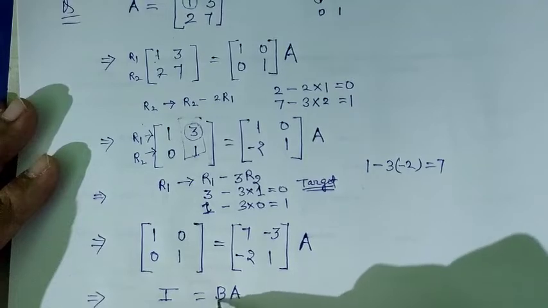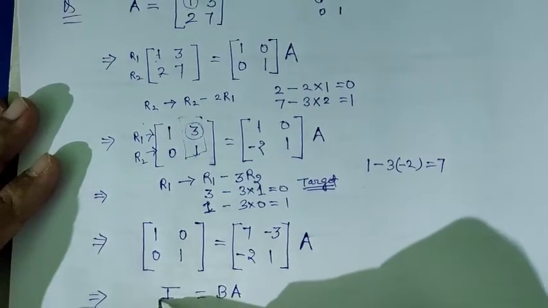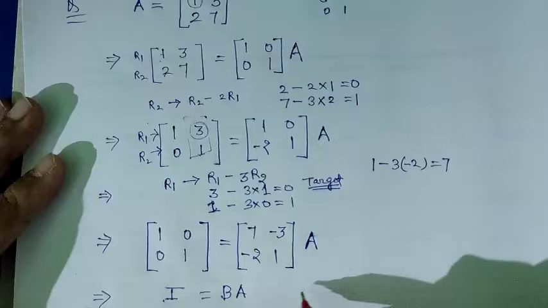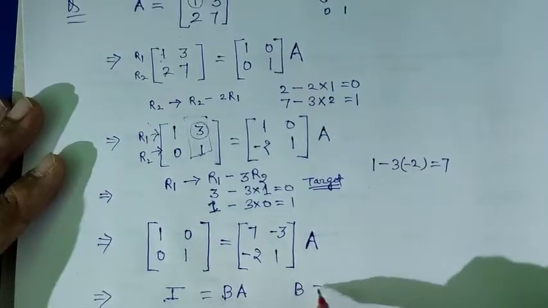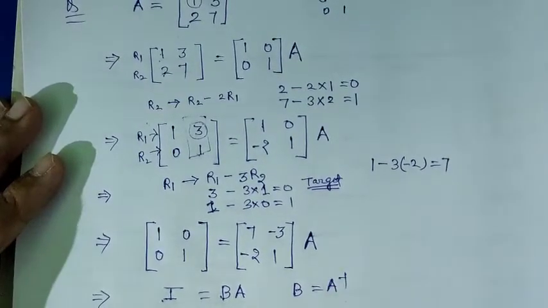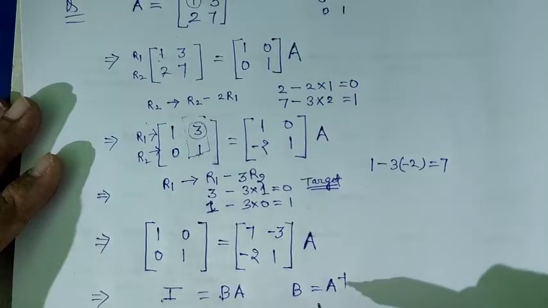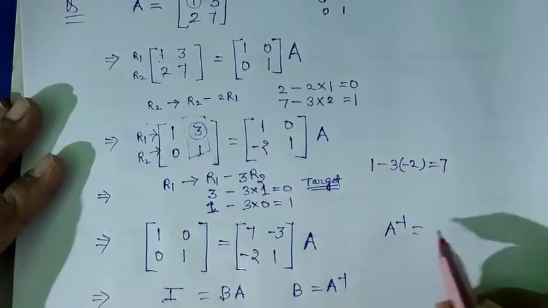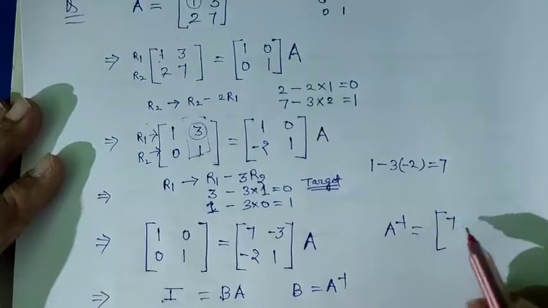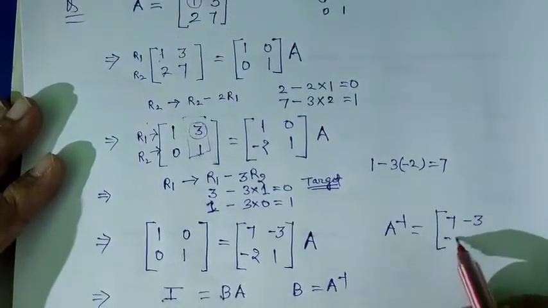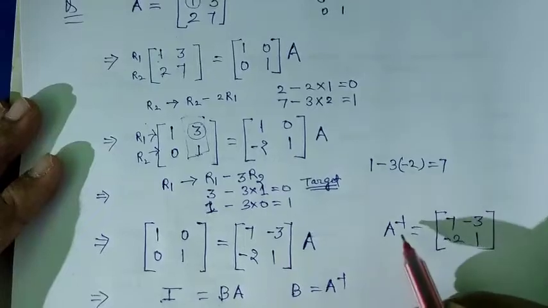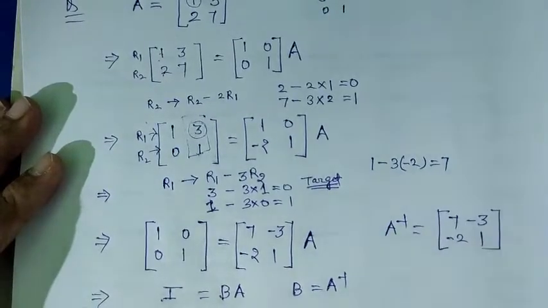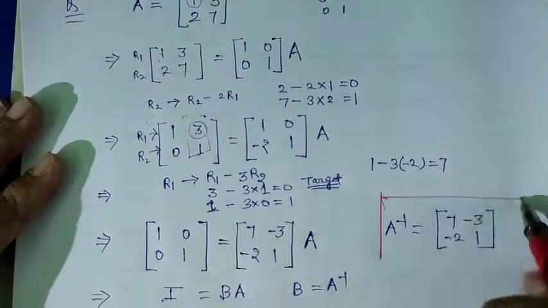If I multiply with a matrix, then if I'm getting I, it means that it is the inverse. So B is inverse of A. So this is A inverse, we can say 7, minus 3, minus 2 and 1. And this way we can get the required answer.